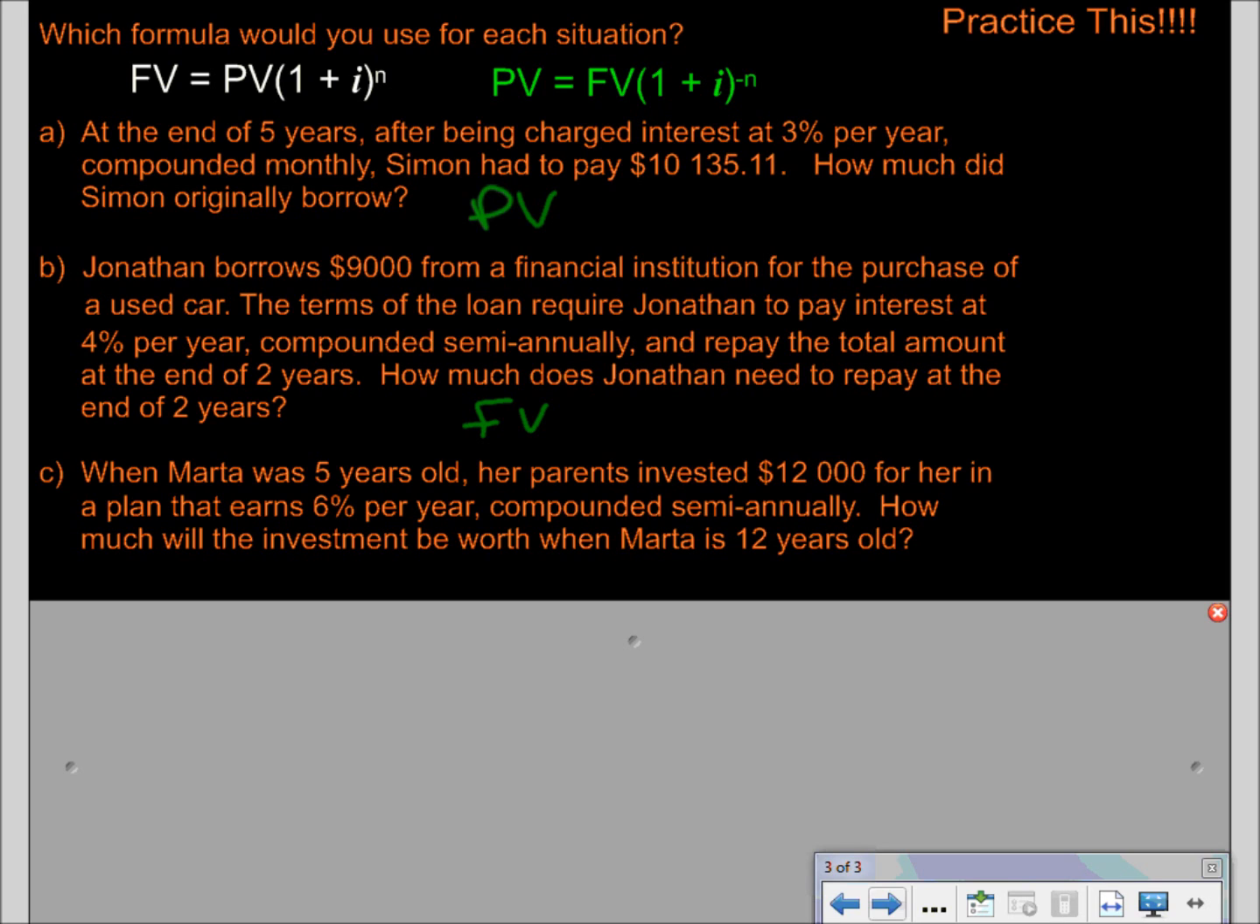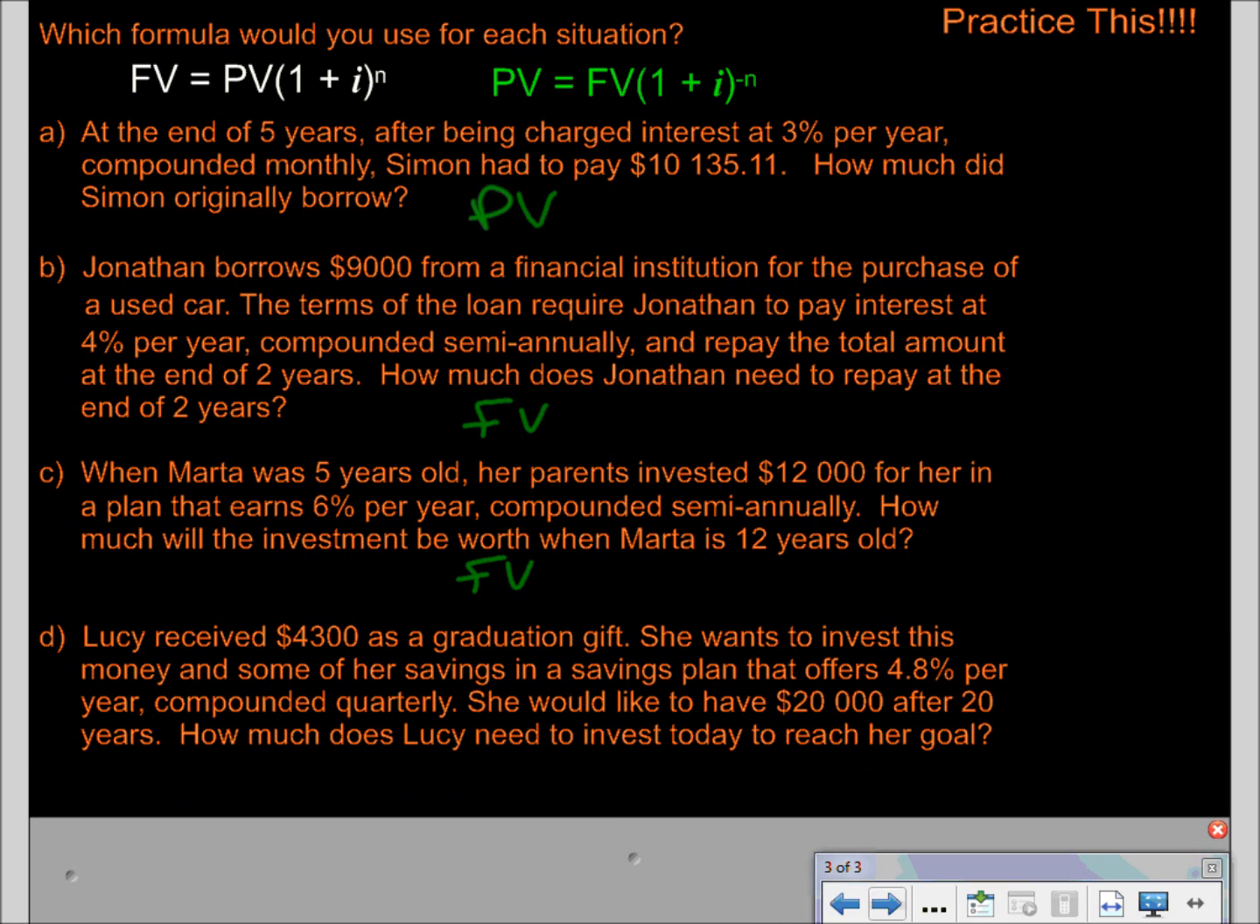Martin was 5 years old. Her parents invested $12,000 for her in a plan that earned 6%, compounded semi-annually. How much will the investment be worth when she turns 12? Careful. What did you say? Okay. At the present, right? When she was 5, they invested $12,000. In the future, 12 years from now, they want to know how much she'll have. So what are you calculating? Oh, I got my things mixed up. We're calculating the future value, right? Compounded semi-annually for how many years, right? 12. You don't need to actually calculate. We just want to identify, right?